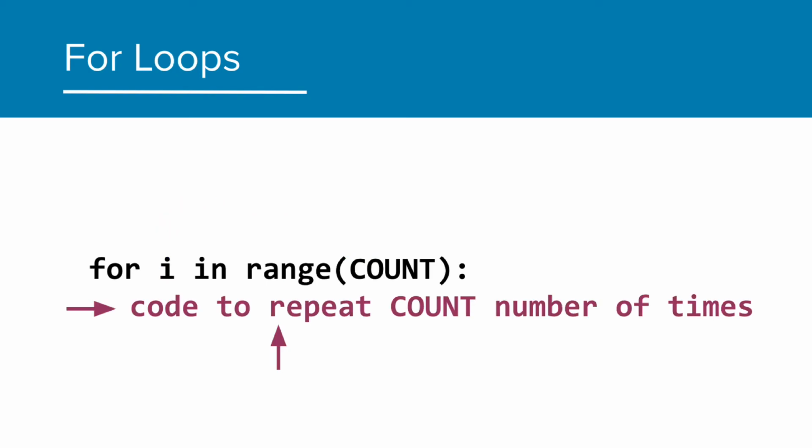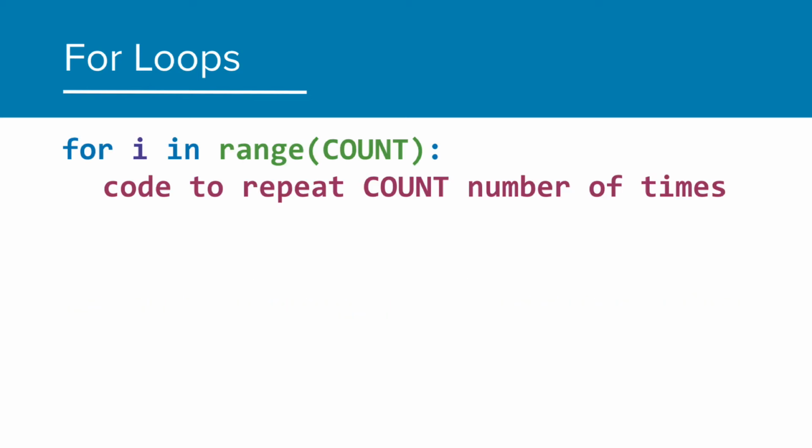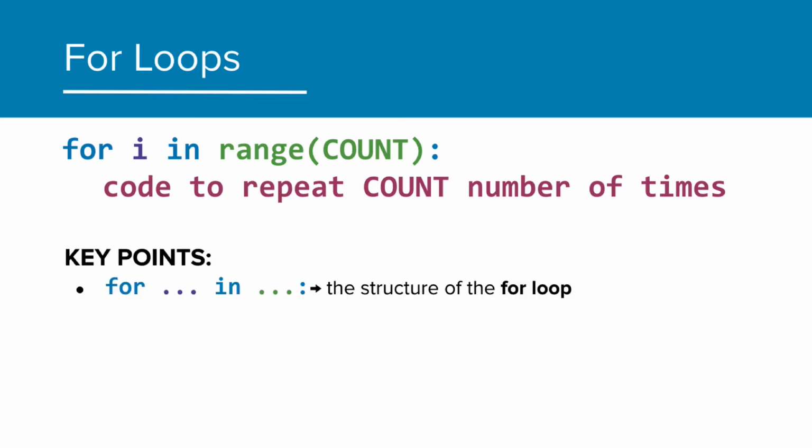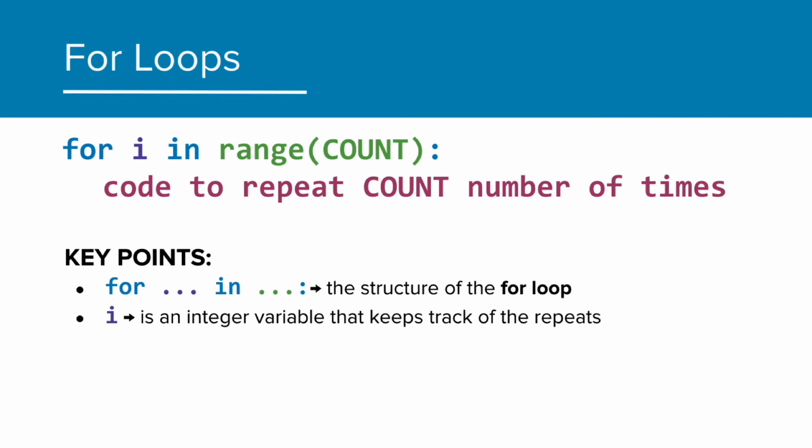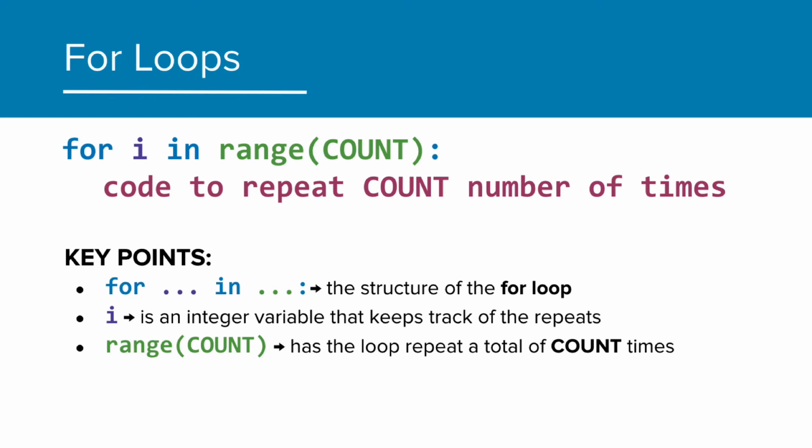The last is the code you want repeated in the loop. Like the if statement, it's important to have it indented, and we can have any number of lines of code, as we'll see. Okay, so a few important points. For, in, and colon. That's the structure of the for loop. i is an integer variable that keeps track of the repeats. And range count has the loop repeat a total of count times.